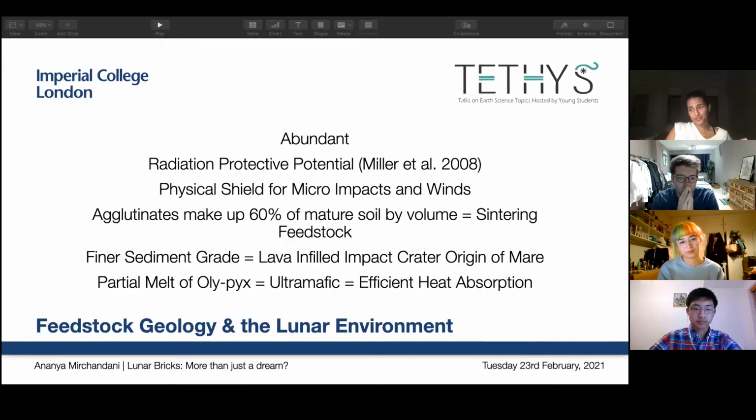So in conclusion, I'll come back to those points, but regolith becomes the perfect candidate just because it is abundant, easily excavated, and it has radiation protection potential. Most importantly, that high silica content is seen through the presence of agglutinates, which are basically glassy shard aggregates. And they make up 60% of mature soil, the top 2 centimeters by volume. And this is essentially what sintering feedstock will be in the future.